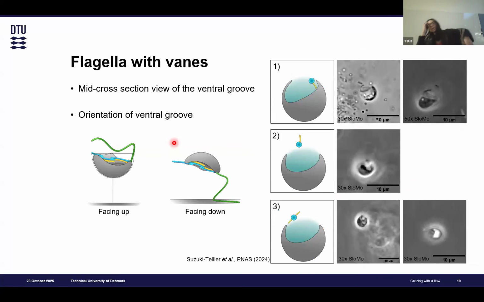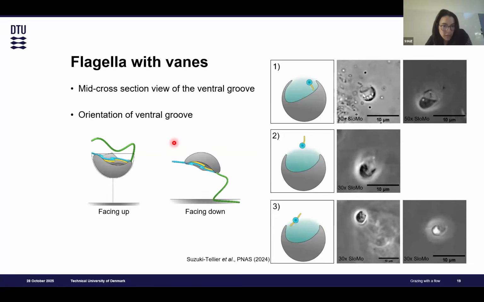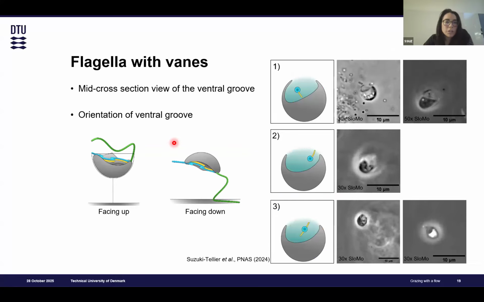No, perfect. Okay, so now going towards the other case. We talked about estimating the forces that the hairy flagella were producing. Now we're going to the case of the flagella with veins, so the typical excavate morphology.